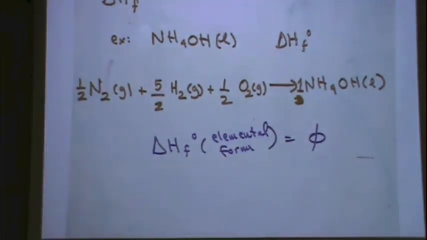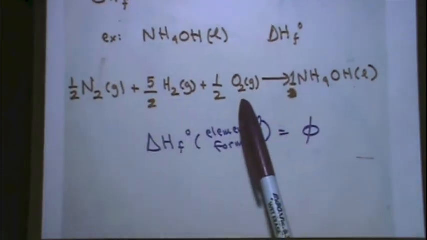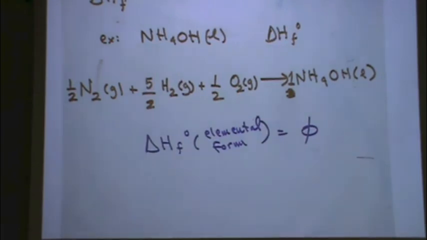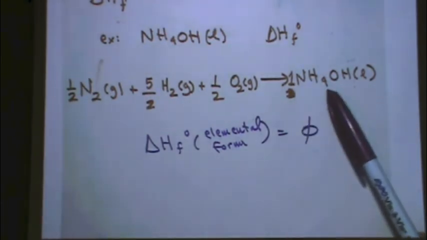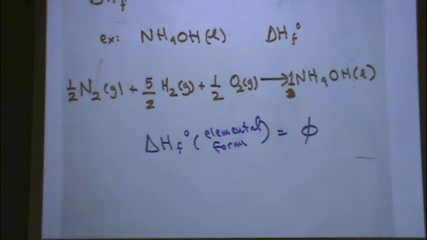So if it's an elemental form, I don't need to form it, it already exists. So there's no energy to form it because it already exists naturally. So that means this one as elements by themselves, O2, H2, N2, would all have a delta H formation of 0. But anything not in elemental form, for example, this one, would not be 0. Okay? It would be some finite number.